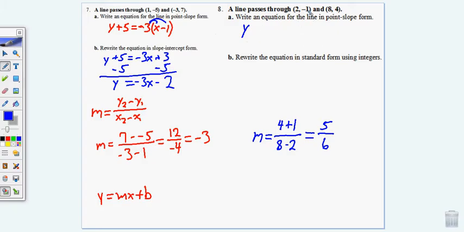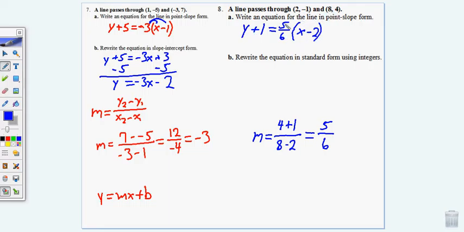Again, you can pick either point. I always just pick the first one because, I don't know, that way I don't get confused. We should have y minus a -1, so it's going to be plus. Here we have 5/6 is our slope, and we have x minus 2. And now we are in point slope form, all set.